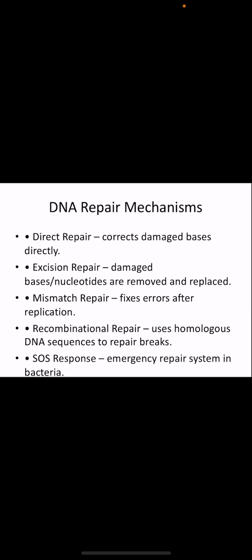How does DNA get repaired? There are various processes. The types of DNA repair are mismatch repair, which fixes wrong base pairing; then base excision repair, which removes damaged bases; then nucleotide excision repair, which fixes larger distortions like UV damage; and then double strand break repair, which fixes broken DNA strands.